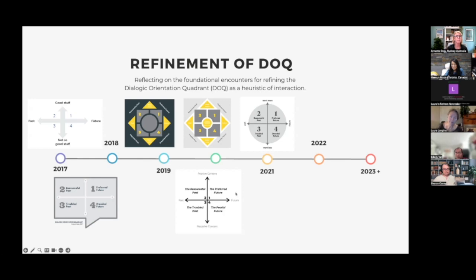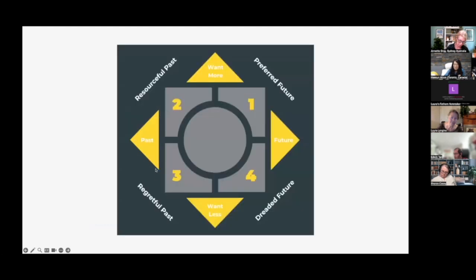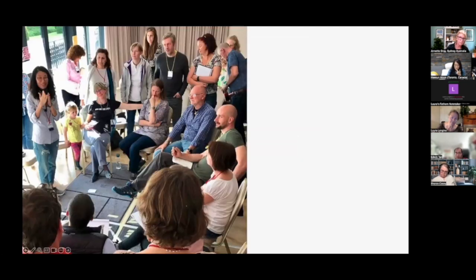And then quadrant 4 used to be called fearful future. And this is one of the publications. But the one that I like the most right now is what's included in my book, Coaching A to Z. I think this is the cleanest way of presenting it. So this is how it got refined over time. And I don't think I have to show any of those things.